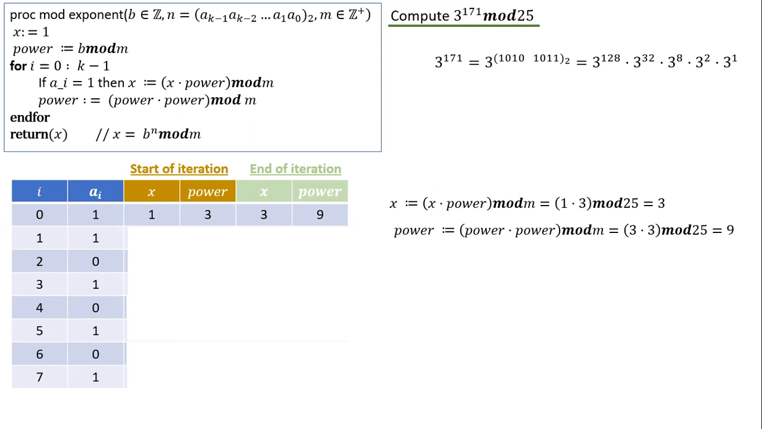Do our power increment. We're going to do this every time. Take power times power and modulo it. So in this case, we take 3 times 3 mod 25. Well, 3 times 3 is just 9. Modding by 25 doesn't change that.